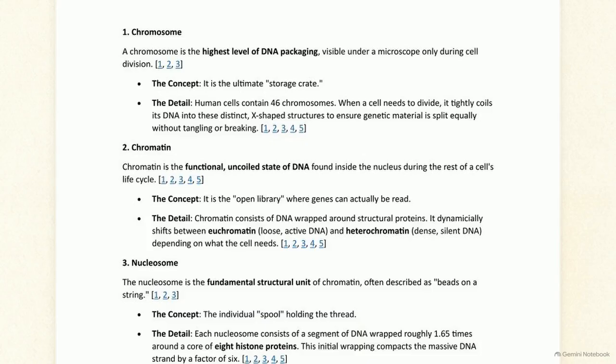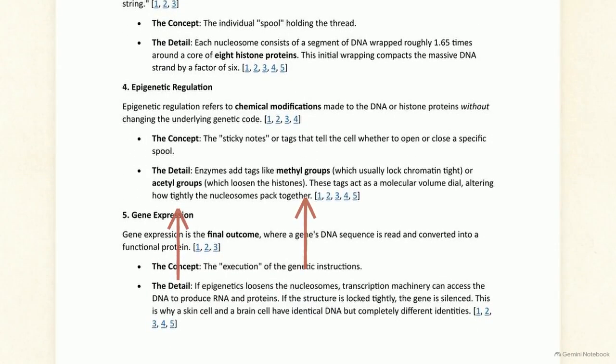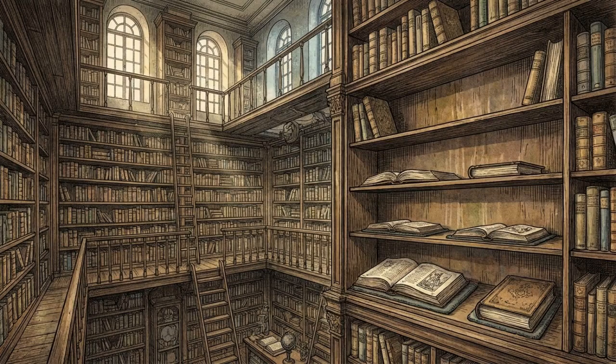To understand how cell identity is mechanically controlled, we have to look at the structural hierarchy of DNA, zooming in from the macro-level chromosome all the way down to individual molecular tags. What dictates cellular identity is ultimately a mechanical problem of physical access. It depends entirely on how tightly the genetic library is packed.